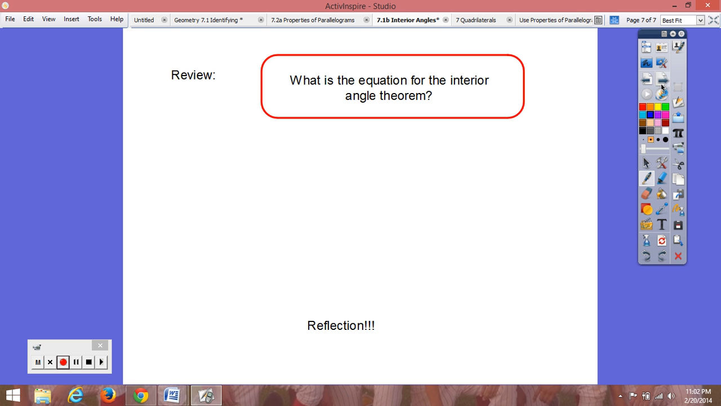So, quick review. What is the equation for the interior angle theorem? And also, what does n stand for? So we have n minus 2 times 180, and n equals the number of sides.